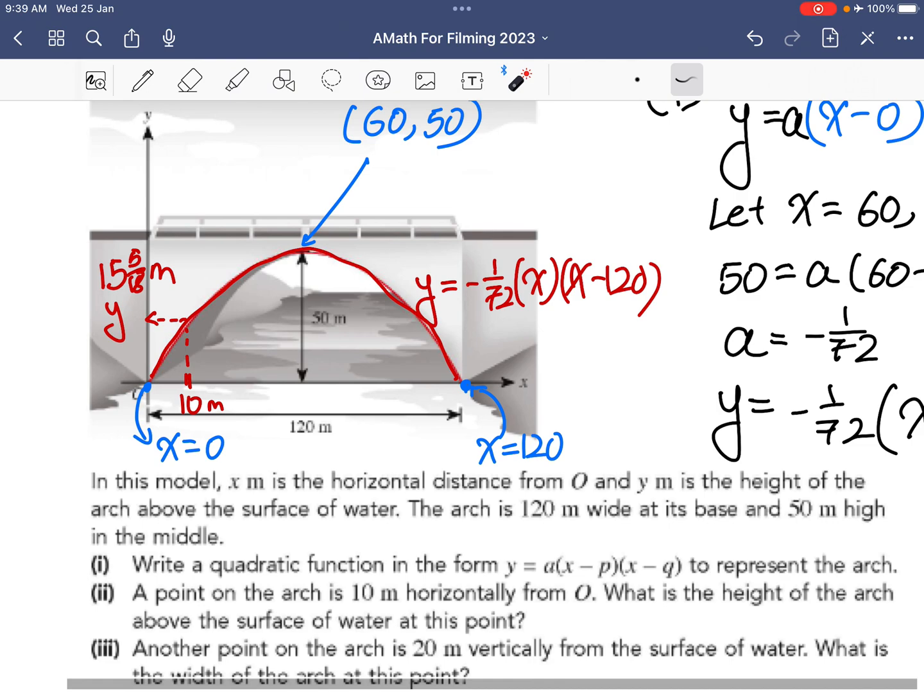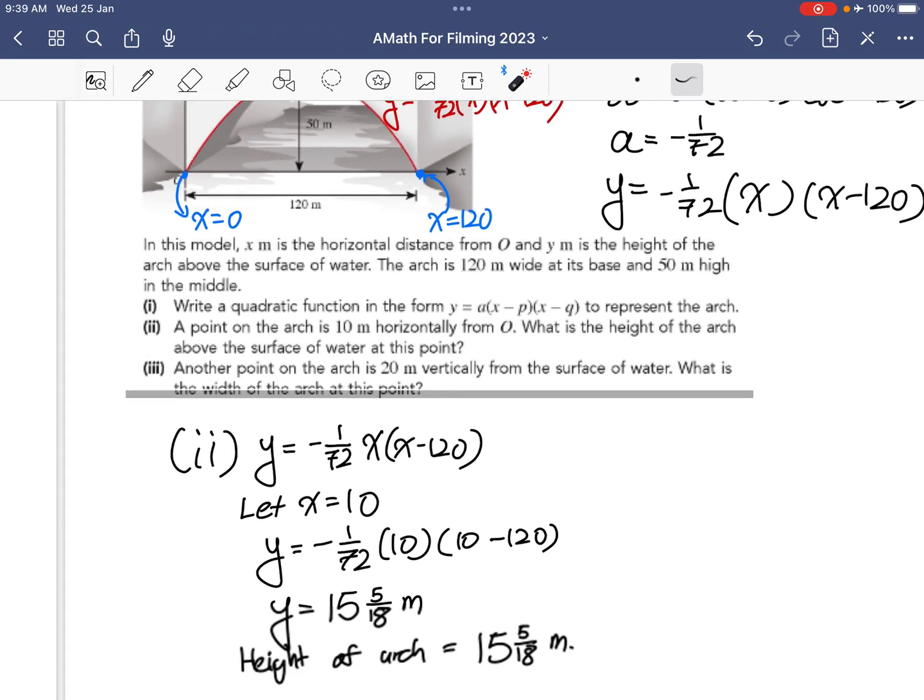Okay, now for part 3: another point on the arch is 20 meters vertically from the surface of the water. What's the width of the arch? Be very careful. What they want here is the width of the arch, so they're asking how wide the arch is right at that point. Let's dissect this question first. At 20 meters above the water, what is my x value here?